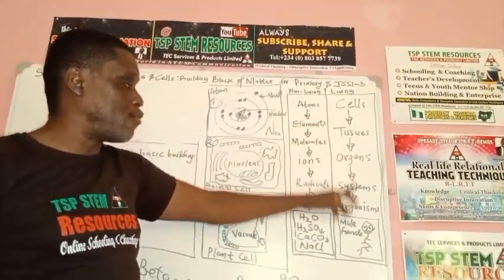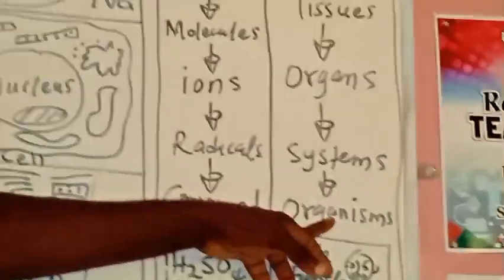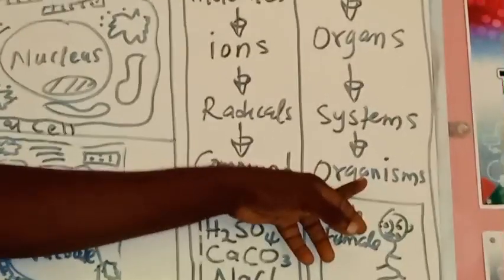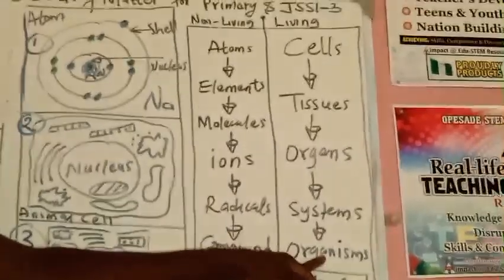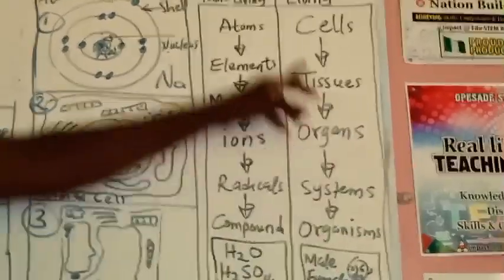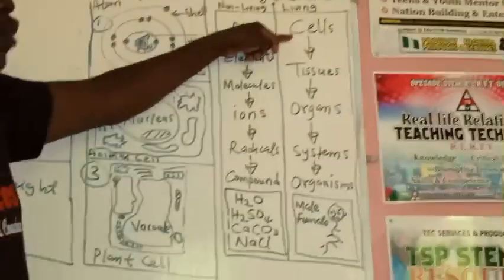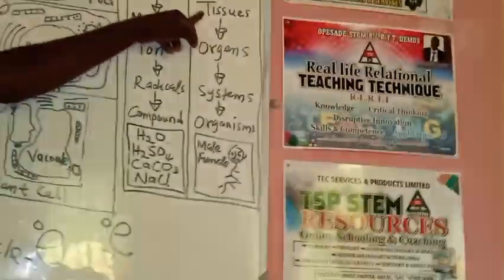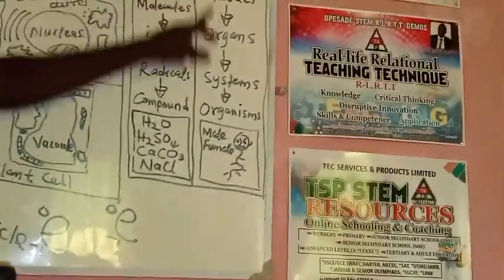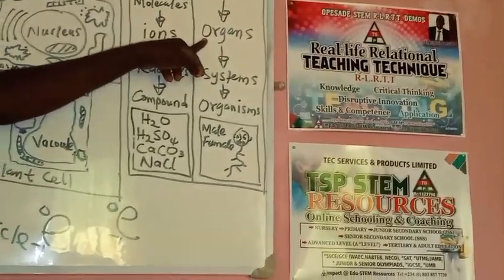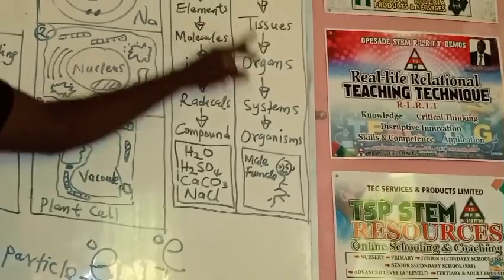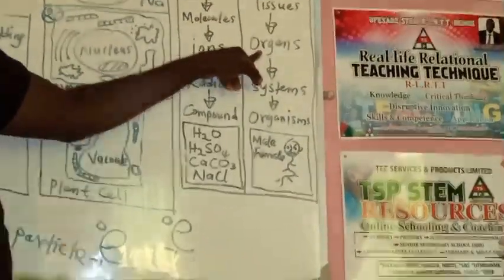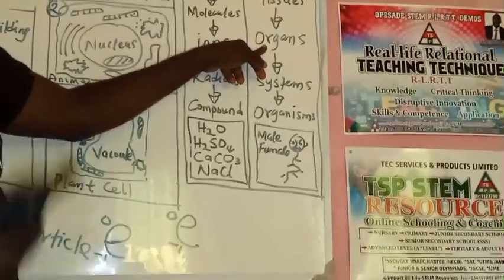Cells build up to form what? Organisms, like dogs, animals, plants, lion, human being. We call them organisms. See how it builds up. It builds up from cell to form what? Tissues. It means that tissues are a bunch of cells, many cells coming together. Then from tissues we have what? Organs. What are organs? Organs are many tissues coming together. A good example of an organ in the human body system is the stomach.